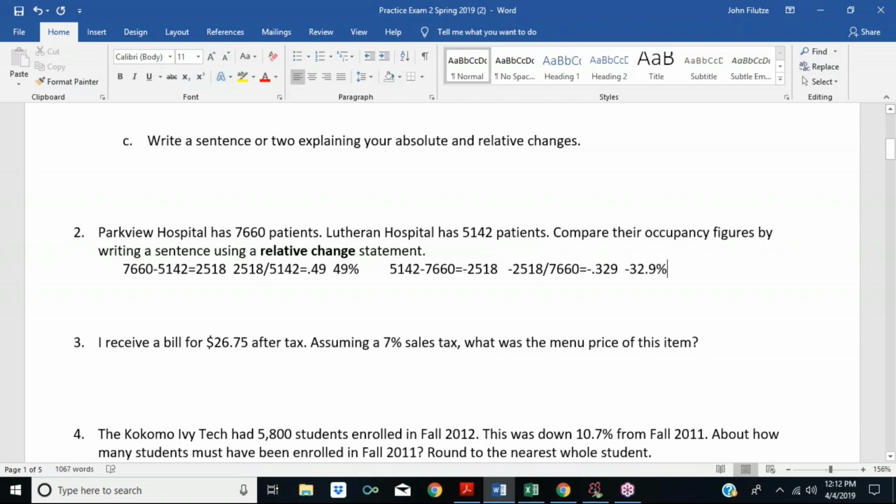So we could write two sentences. One would be Parkview has 49% more patients than Lutheran, or we could say Lutheran has 32.9% fewer patients than Parkview. We wouldn't say negative 32.9% fewer, we would just say 32.9% fewer. So the negative indicates fewer or less than in this case.